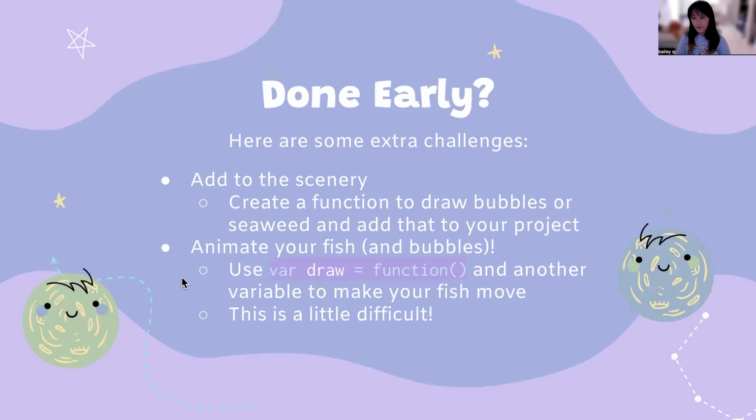All right, if you are done early, here are some extra challenges you can try. You can add to the scenery of the background, create a function to draw bubbles or seaweed, and add that to your project. So adding in more of your own custom functions. Or you can animate your fish and bubbles. Use var draw function and another variable to make your fish move. This is a little difficult. Be careful with this because we are working with a bunch of adding x and y mover values to your project. So be careful when you're doing this and be sure to save your project. And I think that's actually the next slide.